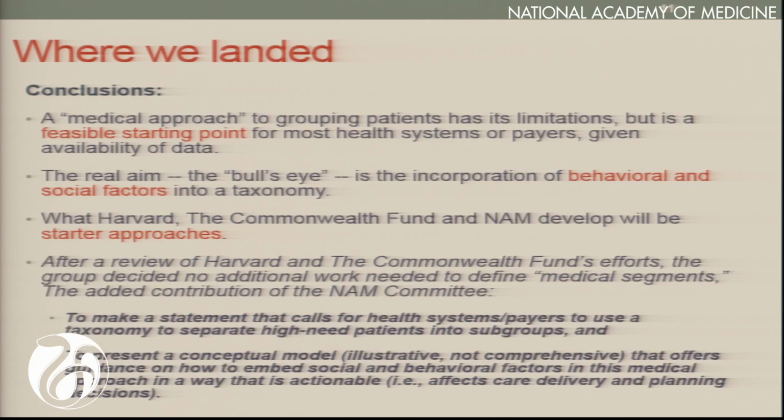Okay, so where we landed. We recognize the importance of the social determinants, and yet the medical grouping of patients, while it has its limitations, is a feasible starting point because it's actually most of the data that people have. If you look at your claims data, we were trying very hard to come up with something that is illustrative but potentially actionable, right? So it's a feasible starting point. But of course, the gold standard, the bullseye, would be to incorporate the behavioral and social factors into the taxonomy. Sometimes it's in claims, sometimes it's not, sometimes it's in the EHR. It really will depend on your system and what kind of data you have.